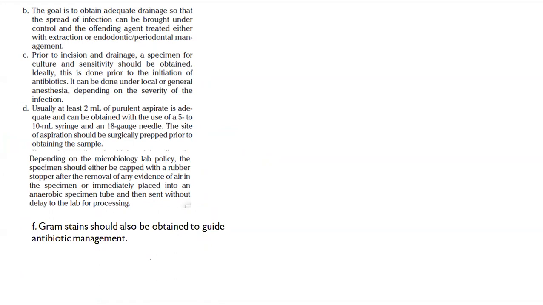First thing is you need to stop the spread of the infection and remove the cause. Prior to I&D, incision and drainage, a specific specimen for culture and sensitivity should be obtained. The culture, with the help of the labs, tells you which organism is really dominant, and accordingly you can choose the antibiotic to treat it. It can be done under local or general anesthesia depending on the severity of the infection.